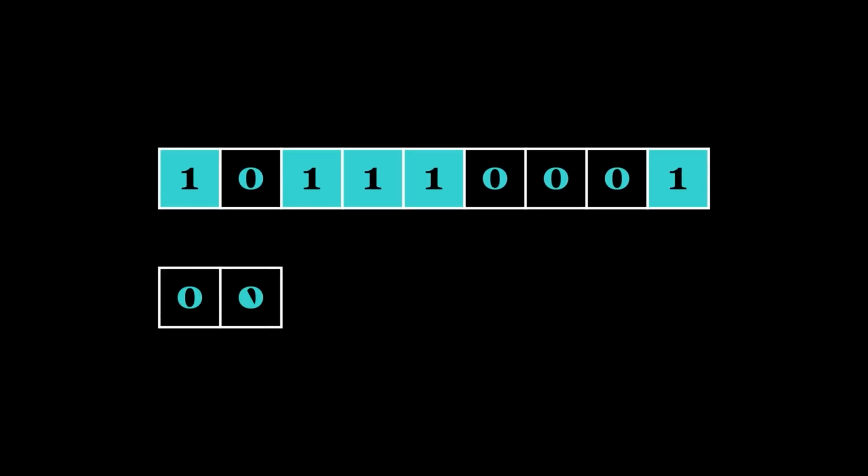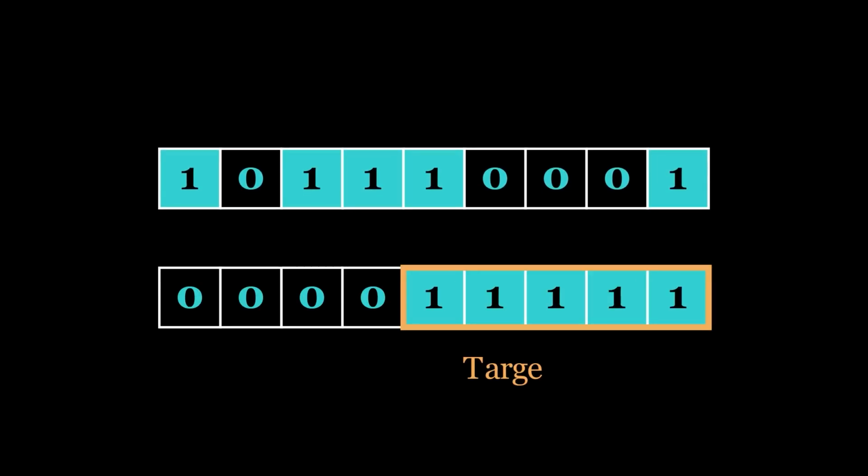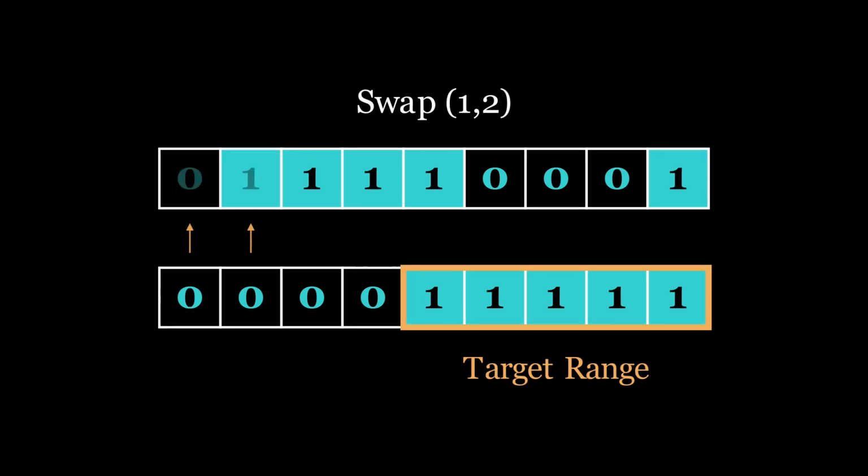Finally, we can get to our solution. Let's compare the original array to the sorted array we want to achieve. In the sorted array, all the ones are in the target range. Let's see what happens when we swap the first two elements of the array. It's a valid swap, however, it's useless to us as no new elements entered our target range.